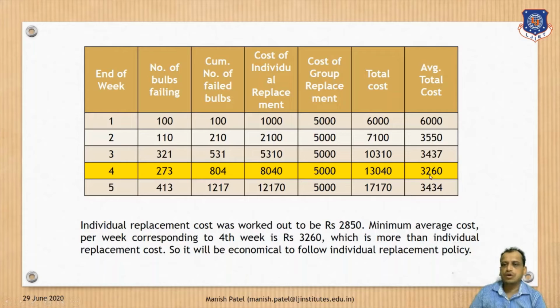So what is the optimal week? The optimal week is at the end of the 4th week, right? And what is the value here? 3260. What was the value for the individual replacement? It was rupees 2850, and here in group replacement you have got 3260. So which is more beneficial? Definitely it is more economical to follow the individual replacement policy. You might be thinking that the individual replacement policy will always be beneficial, but that is not the case. Sometimes it is beneficial to do the group replacement as well.